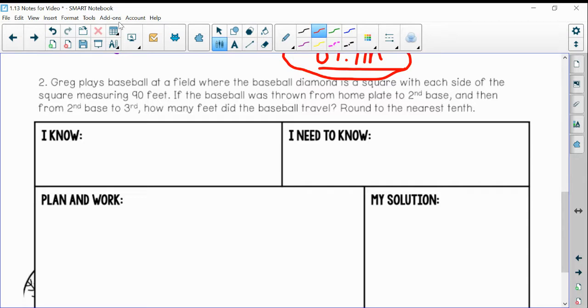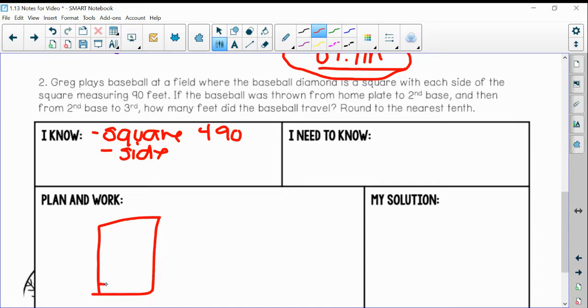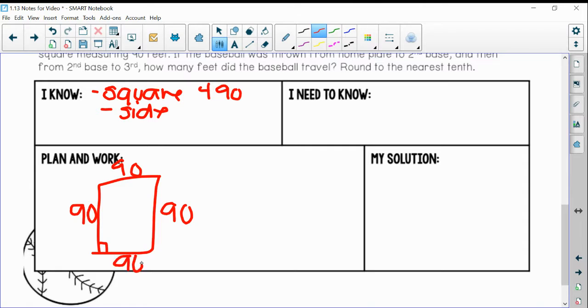All right, so I read it, and what I put that I knew was, first off, I know that this is a square, and a square has 4 90-degree angles. I also put that I know that each side is 90 feet. And as I'm doing that, I'm putting what I'm planning and working. So I know this is 90 degrees, and this is 90, this is 90, this is 90, and this is 90.